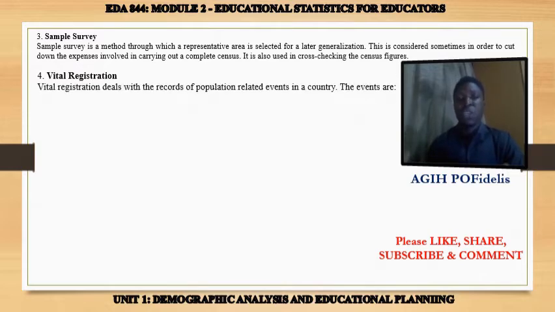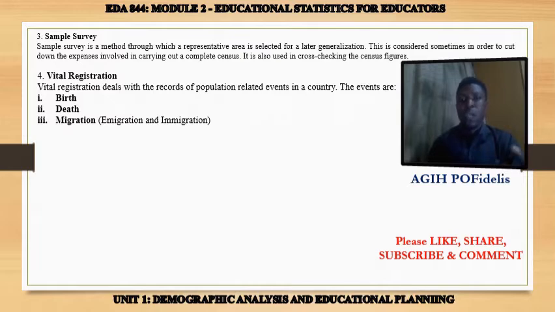The fourth now is vital registration. Vital registration deals with the record of population-related events in a country. These events include birth, the number of people that are given birth to, the number of people that died, migration, which includes immigration and emigration. Emigration has to do with the number of people that are going out of the country, while immigration has to do with the number of people that are coming into the country. And the fourth one is marriages.